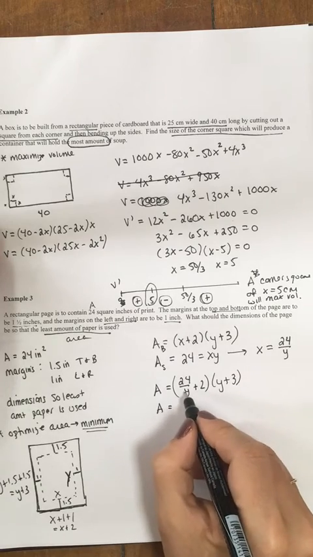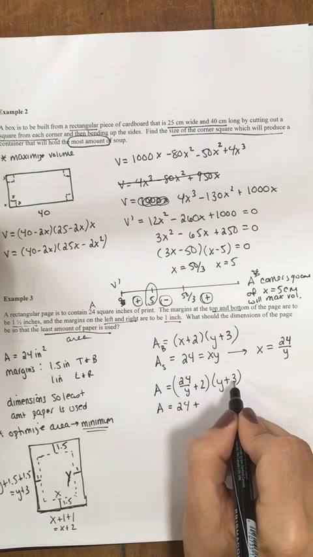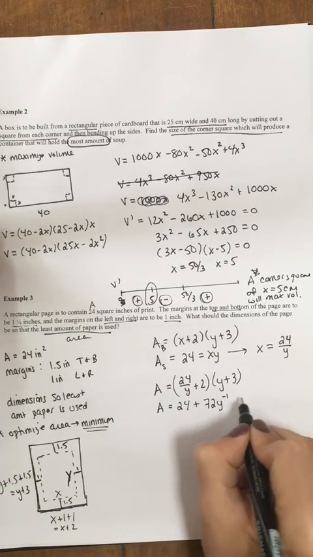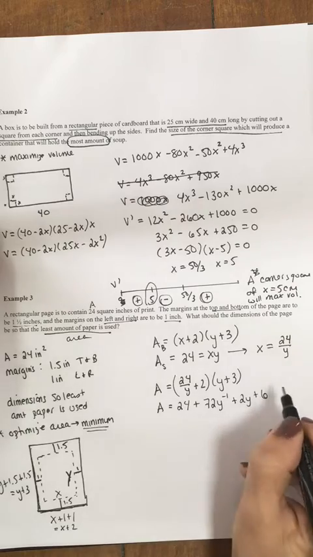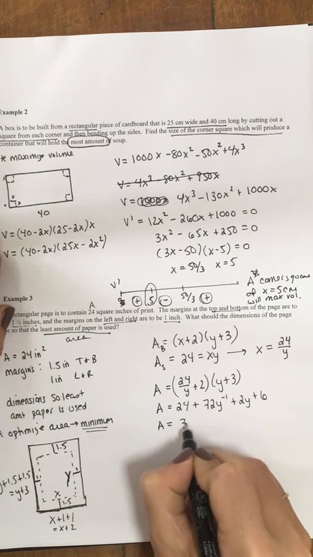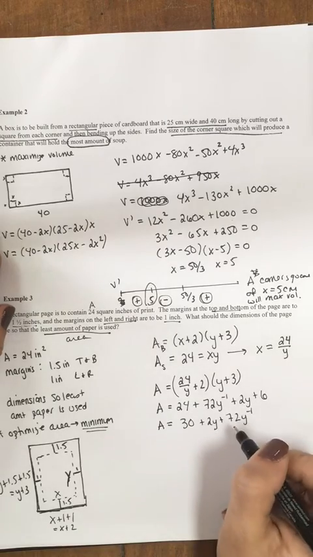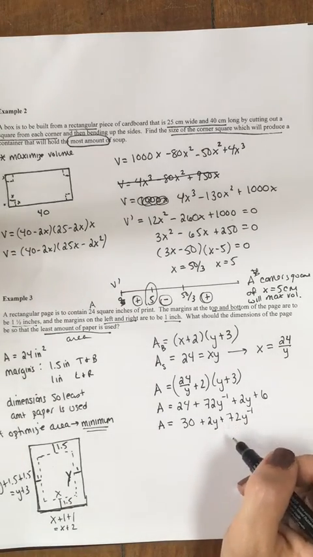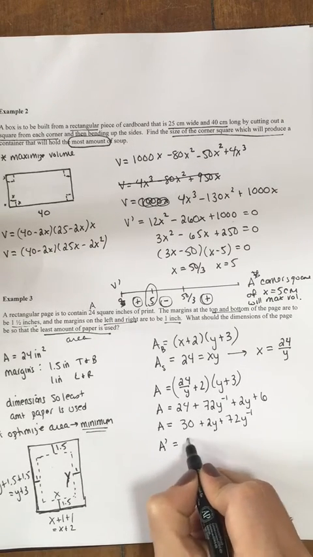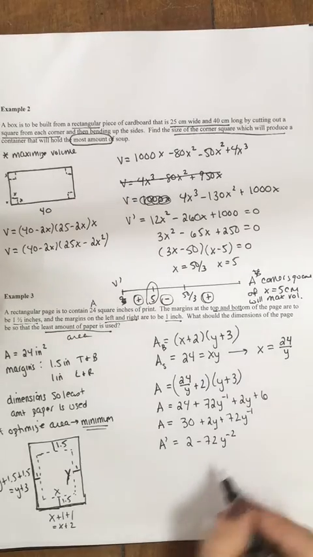And distributing, we're going to have first times the first is just 24. Outer times outer. 24 times 3, that's 72. And this is the same as y to the negative 1 plus 2y plus 6. So we can combine some like terms. 30 plus 2y plus 72y to the negative 1. Now we've got an equation. It's all in terms of one variable, which is great. We can find A prime. That's 0, that's 2, that's minus 72y to the negative 2.